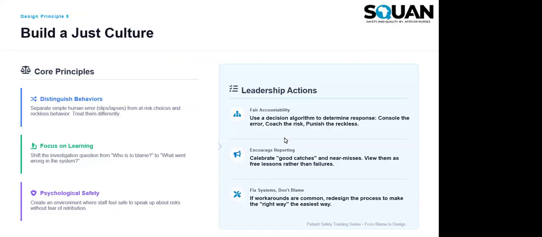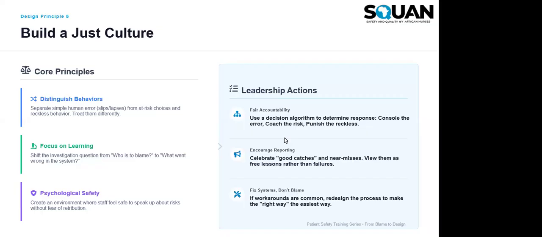So moving on to just culture. The core principles here would be distinguishing behavior. So we need to know, as I said, I talked about different types of behaviors earlier, whether it's different types of mistakes or errors, and whether it's a slip, a lapse, a mistake, or a violation. We need to know the difference, right? Because they are treated differently.